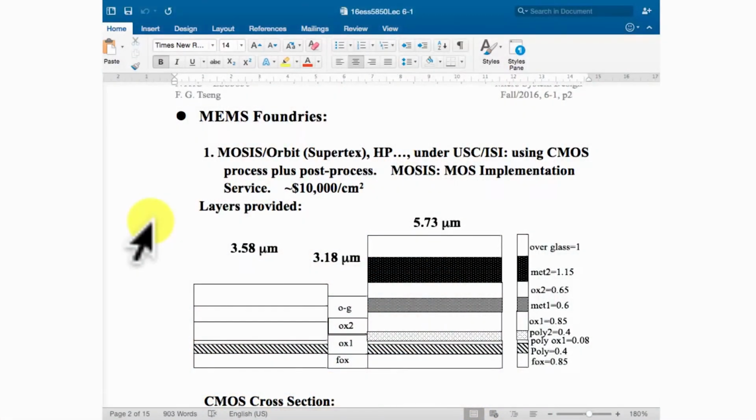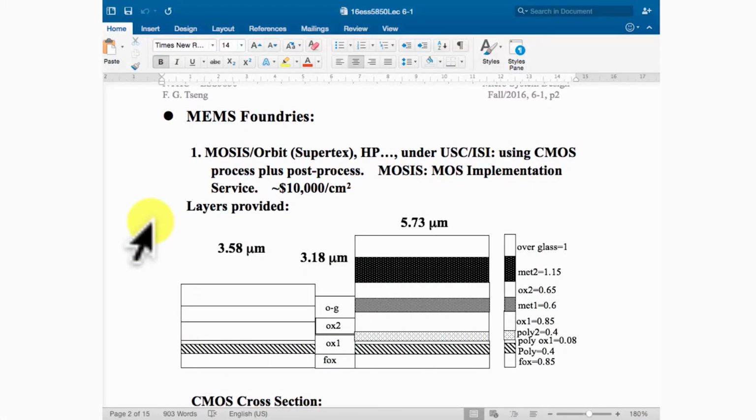The first one we will talk about uses the most mature IC process, the CMOS process. There are many CMOS process providers because it's a huge IC industry now.